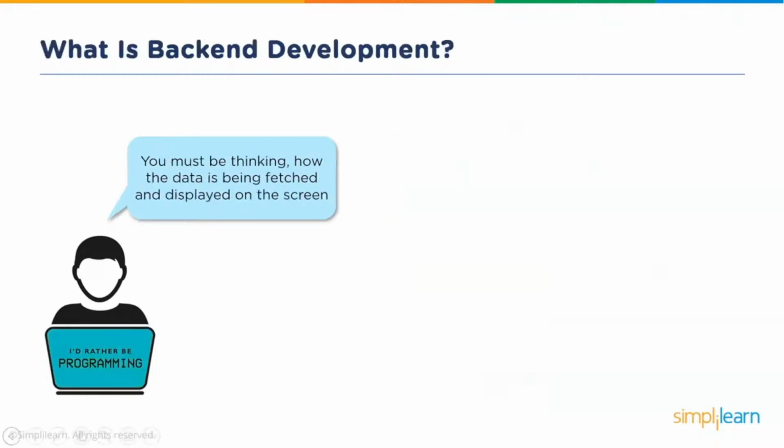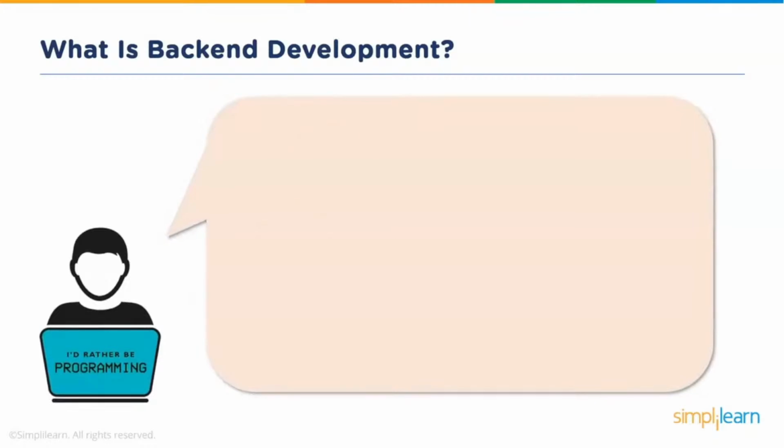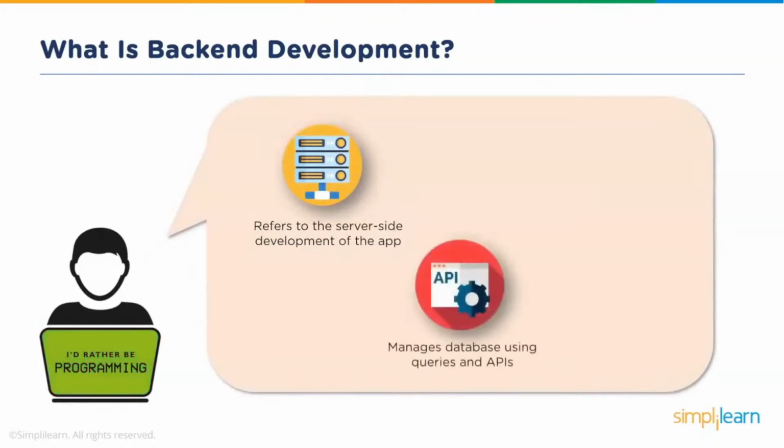Now that you know what front-end development is, you must be wondering how the data is being fetched and how this data is being presented in front of you on your screen, correct? Now this is all facilitated by the back-end of the application. So let's understand what back-end development is. Now back-end basically refers to the server-side development of the application. It is responsible for managing all the database, with the help of queries and APIs.